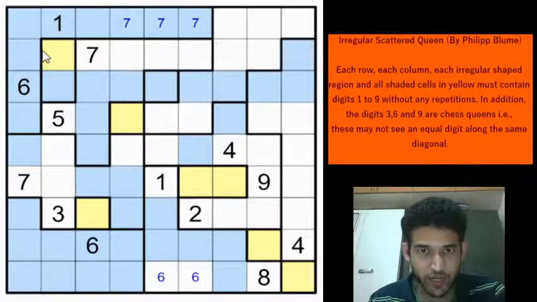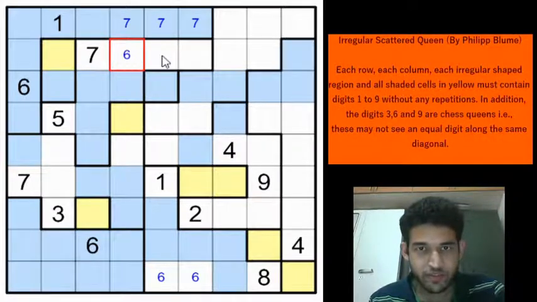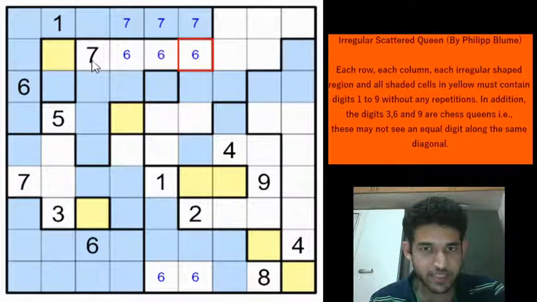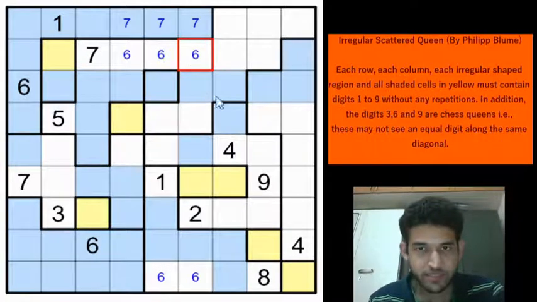Okay, and if you look at row 2 now, we have restricted 6 to one of these 3 cells, right? So 6 will be in one of these 3 cells because 6 can't be in these 4 cells and it can't be in these 2 cells as well. So 6 will be in one of these 3 cells, which means we can shade some more cells which can't contain a 6.